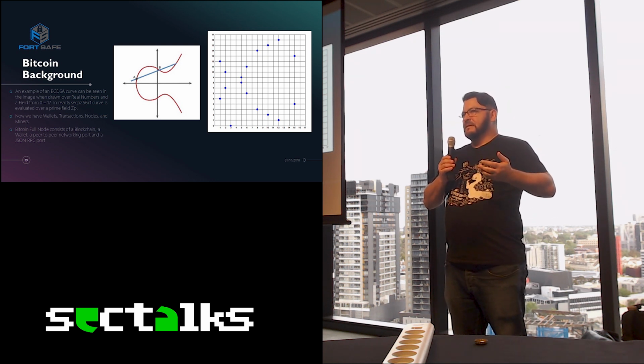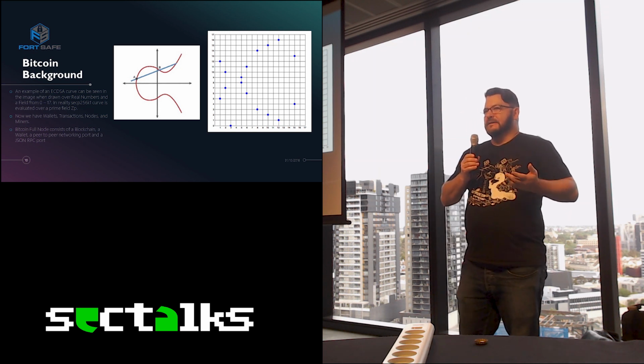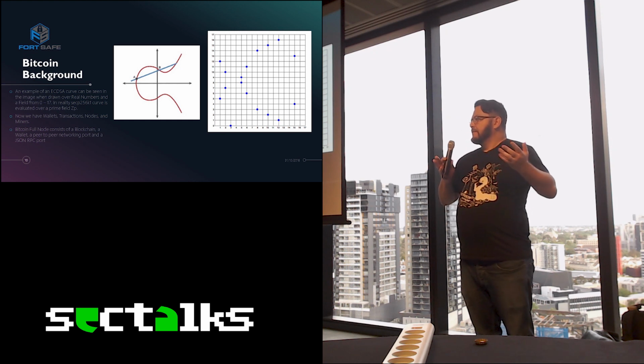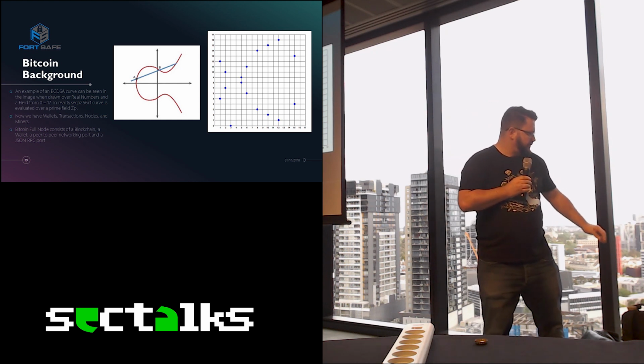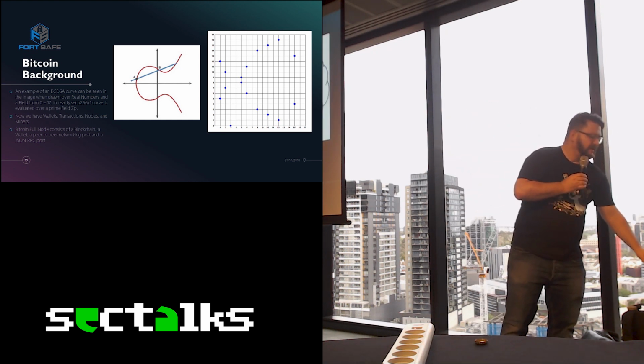So now we have wallets, transactions, nodes, and miners. A Bitcoin full node consists of a blockchain, a wallet, a peer-to-peer networking port, and a JSON RPC port. So now we've got everything that we need for a Bitcoin full node.